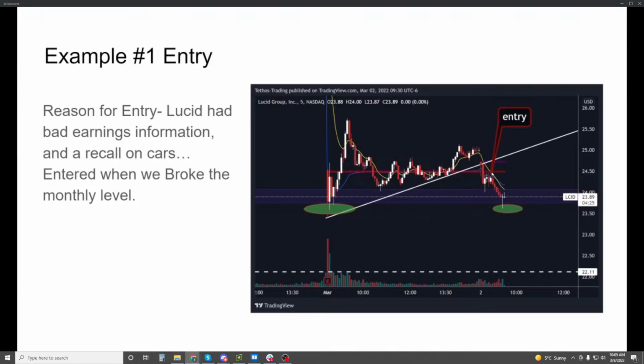And what Lucid had going on, they had a recall on their vehicles. They're already a small production as it is. So they already had a recall, and then they also had a pretty bad earnings.